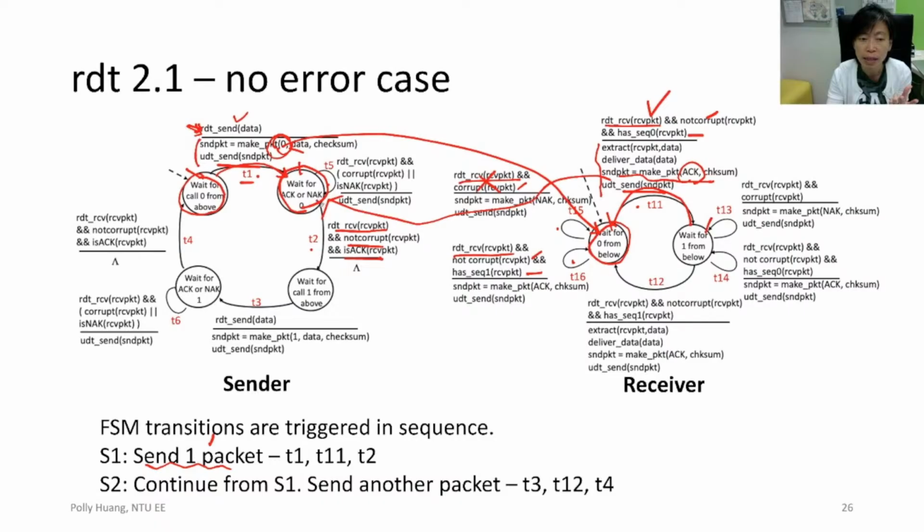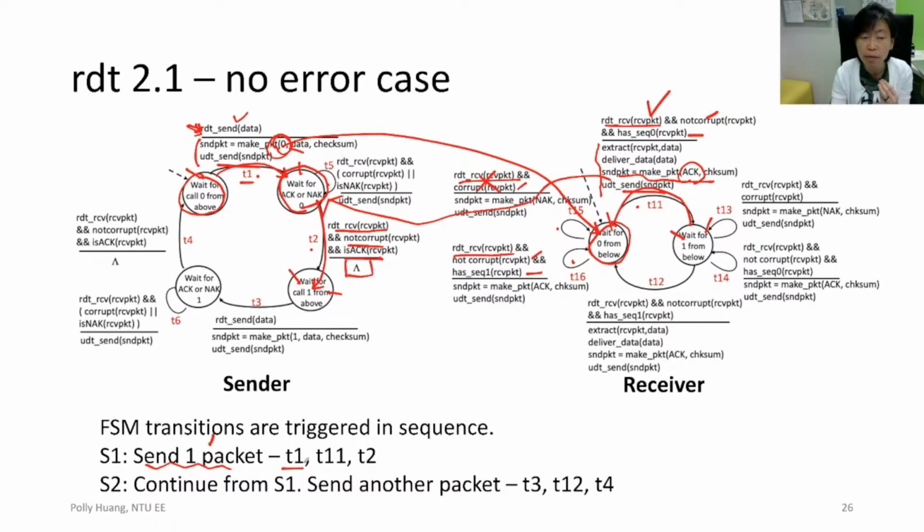So we'll be taking T2 and finish all the action here, which is doing nothing, and enter the wait for call 1 from above state. So the sender here goes to this state. And there's nothing to be done here. No more packets being generated flying back to the receiver. So we could have stabilized this right here. Sender stops here, receiver stops here.